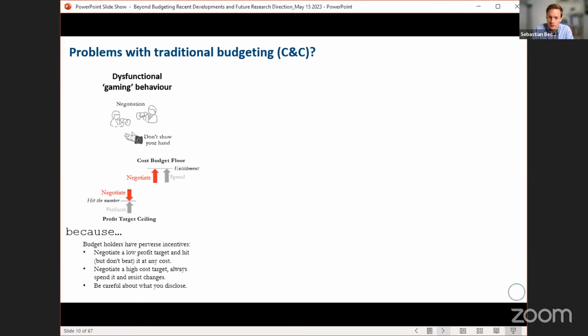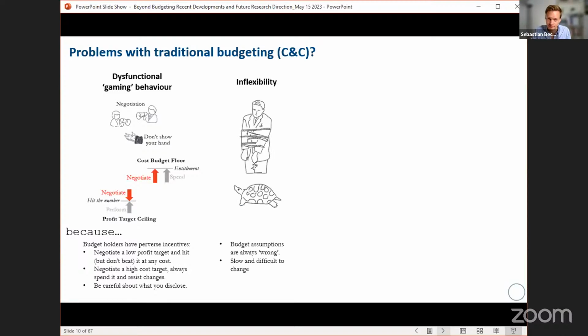I'm lowballing my numbers. Sometimes I could also have the incentive to say, in particular, a very high number, because maybe I only say this high number so that I can get more resources, maybe a new salesperson to join my team or whatnot, right? So there's a problem here. Right? We have a lot of dysfunctional gaming behavior.